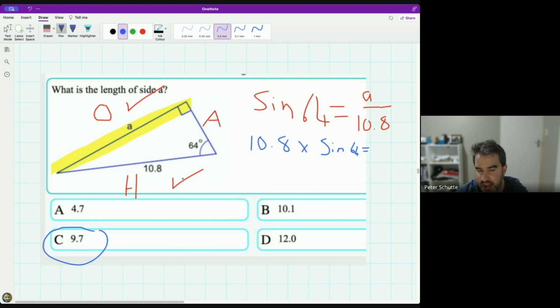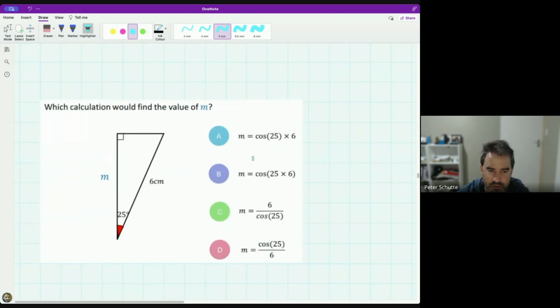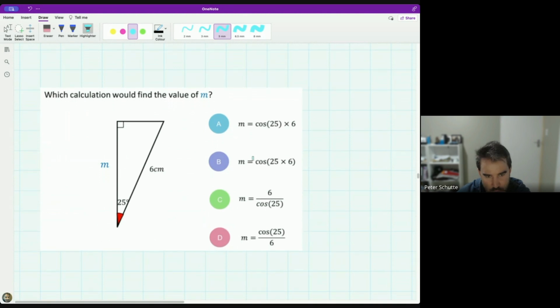Okay, so finding sides using trigonometry is just a matter of knowing what do you want, what do you know, and then matching the trig ratio, and then just isolating the side that we're looking for. Let's try another one. Ooh, interesting. Okay, can you identify the correct option, the correct calculation that would find the value of m? And m is just the side over here. So there's m. Which of the four options do you think would match the value of m there?